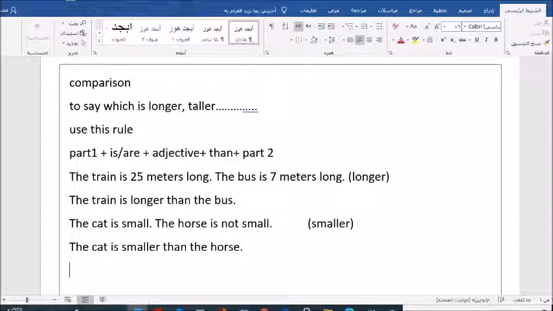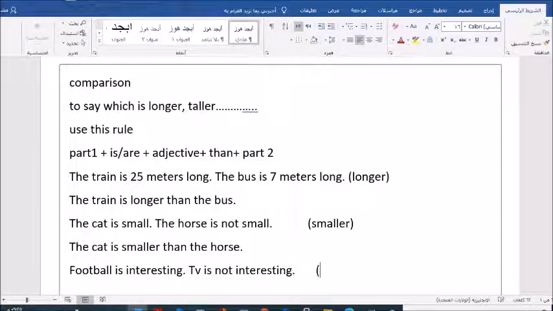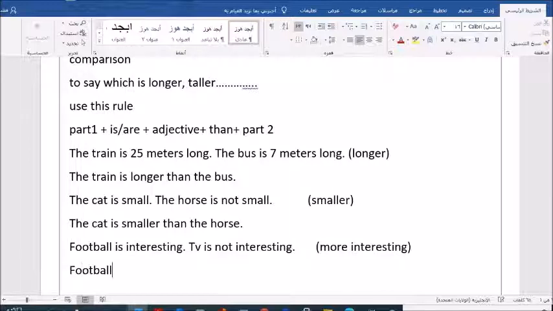Let's take another example which is different. Football is interesting. TV is not interesting. Now I want to use more interesting. Why should I use more interesting here? Because the rule says with longer adjectives, which have more than one syllable or many letters, like interesting, I can't put ER. I should put more before it. Let's answer the question. Say: football is more interesting than TV.